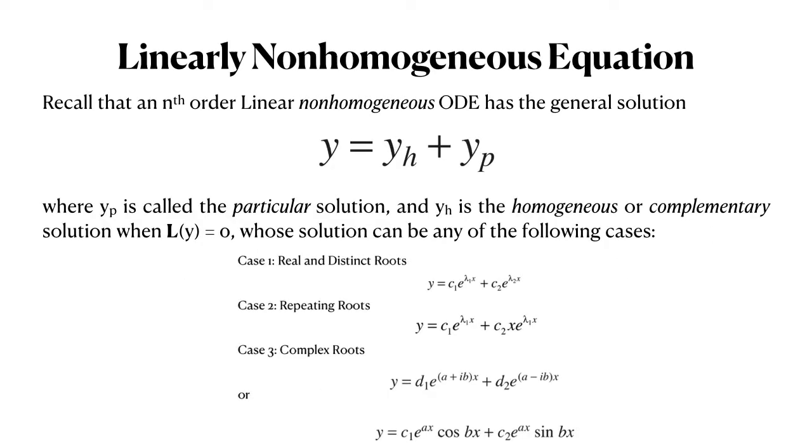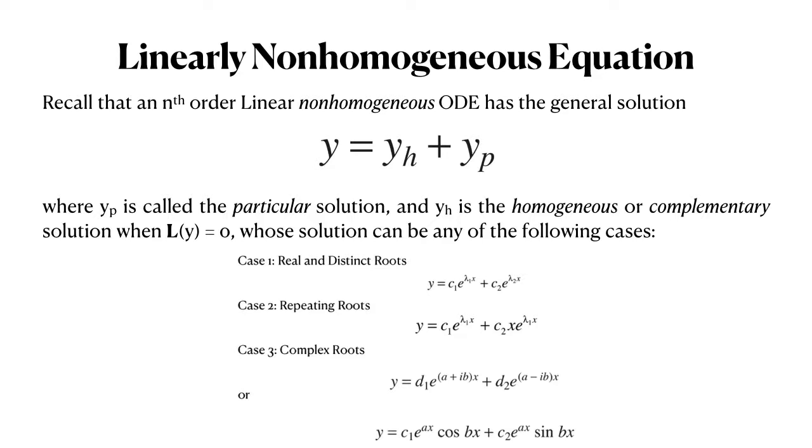Let's recall that the solution of an nth order linear non-homogeneous ordinary differential equation has the following form and has two components or two solutions. The first set of solution is y of h, which we call the homogeneous solution, when we set our ordinary differential equation to 0 and solve for the homogeneous solution. The solution to our linear non-homogeneous ODE will also have a second part called the particular solution.